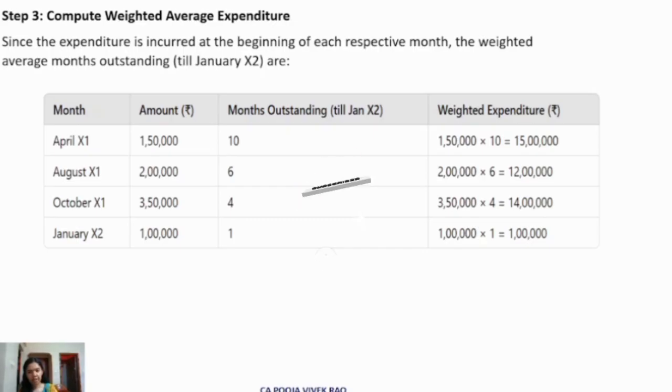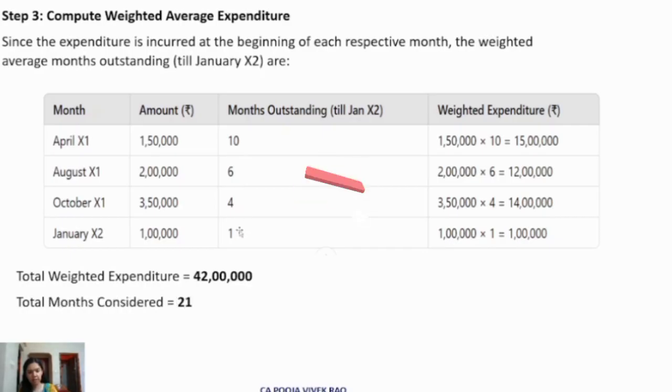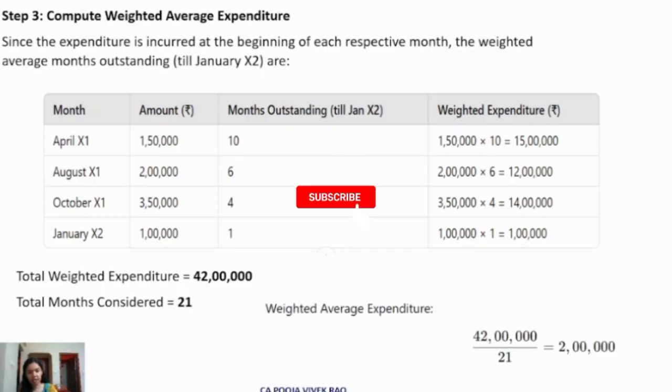So the total weighted expenditure will be 15 lakh plus 12 lakh plus 14 lakh plus 1 lakh, that is 42 lakhs. And the total months considered will be 10 plus 6 plus 4 plus 1, that is 21 months. So weighted average expenditure will be 42 lakhs divided by 21, that is 2 lakhs.